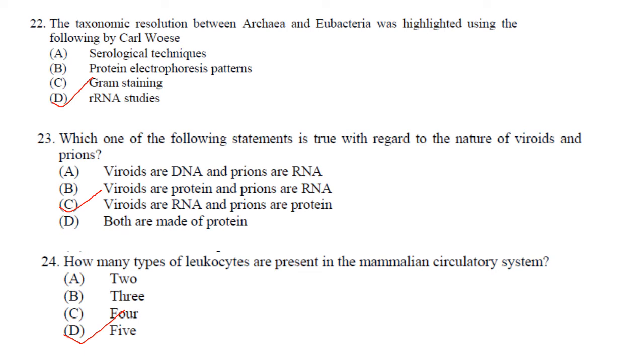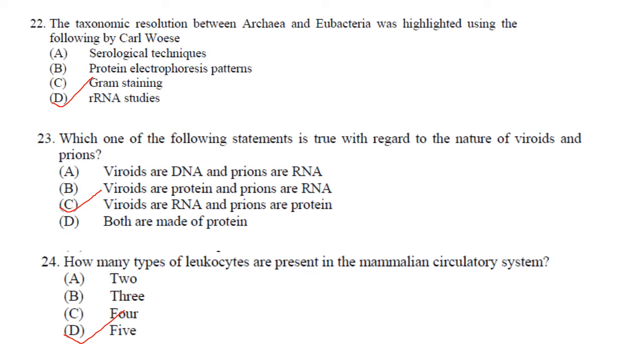Next one. Which one of the following statements is true with regard to the nature of viroids and prions? Option A, viroids are DNA and prions are RNA. Option B, viroids are protein and prions are RNA. Option C, viroids are RNA and prions are protein. D, both are made of protein. Answer is option C, viroids are RNA and prions are protein.